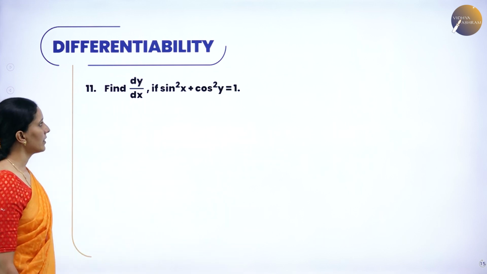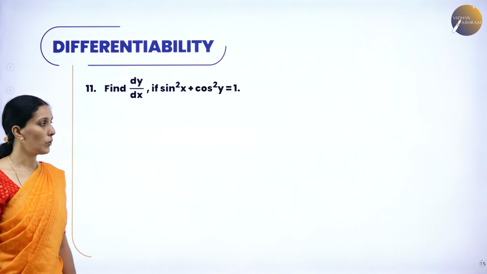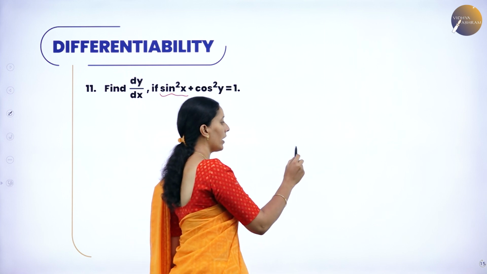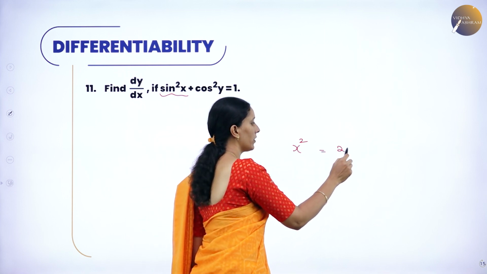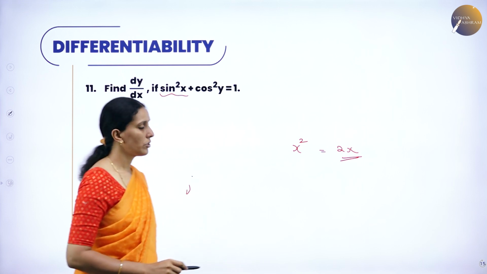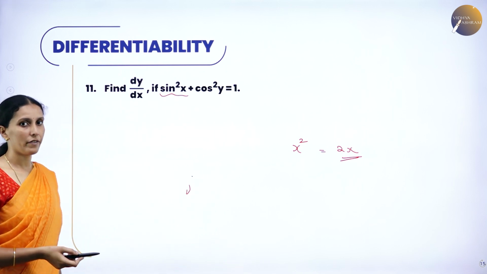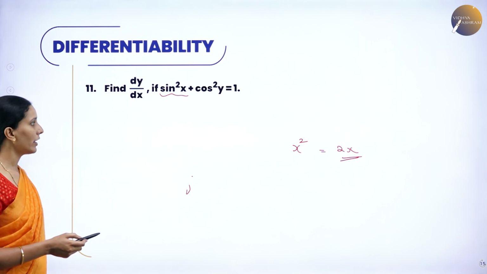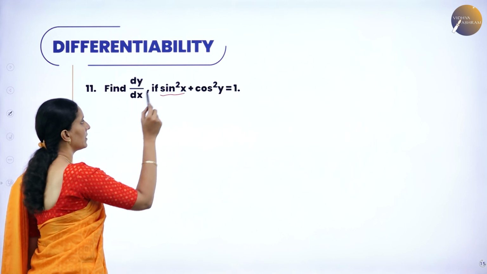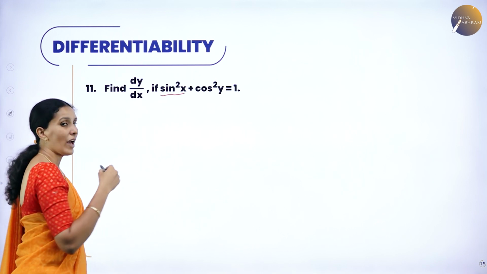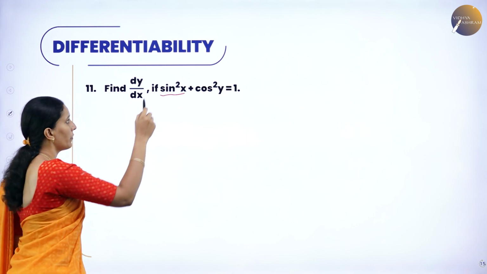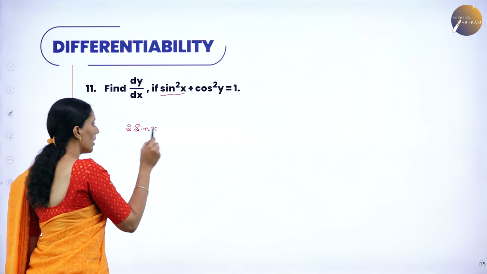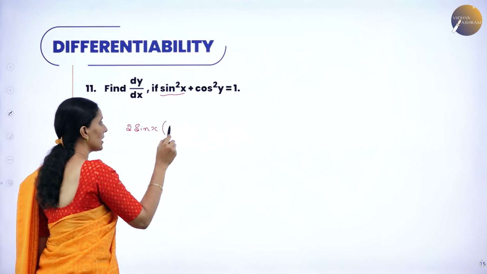Find dy by dx if sin square x plus cos square y is equal to 1. So whenever you have any power function, first derive the power, then apply the trigonometric derivative later. So when you have powers, first derive the powers and later on the given functions. So let us derive sin square x. If you have x square, you will write it as 2x. So when you have sin square, you can write it as 2 sin x. Now derive sin x. What is derivative of sin x? It is cos x.